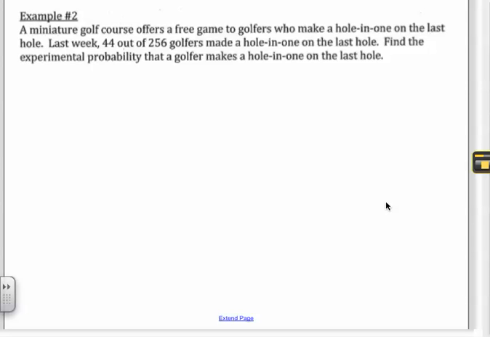Now, do you see why it's called experimental? Because it actually happened, right? They actually tried it 256 times. And out of those 256 times, 44 people made it. Okay? So how would I write that first to begin finding the experimental probability?